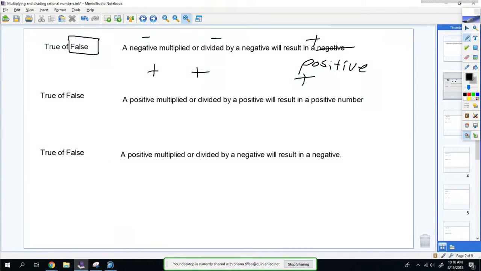Next one. A positive multiplied or divided by a positive will result in a positive number. Well, we actually just said that. So it's true. Last one. A positive multiplied or divided by a negative will result in a negative. That is also true. Because when you have two different signs, it will always result in a negative. So you can do positive, negative means negative, or negative, positive means negative. Okay? That's just a quick refresher.